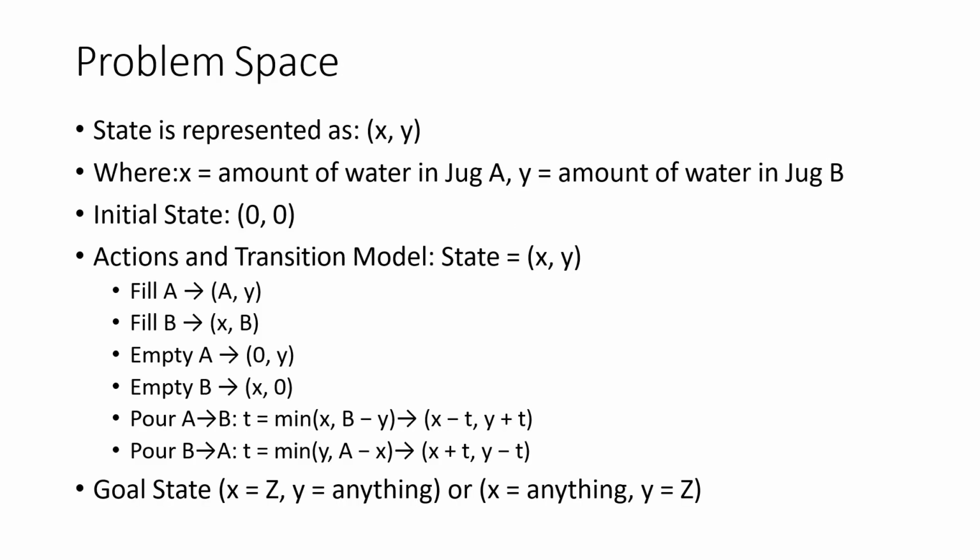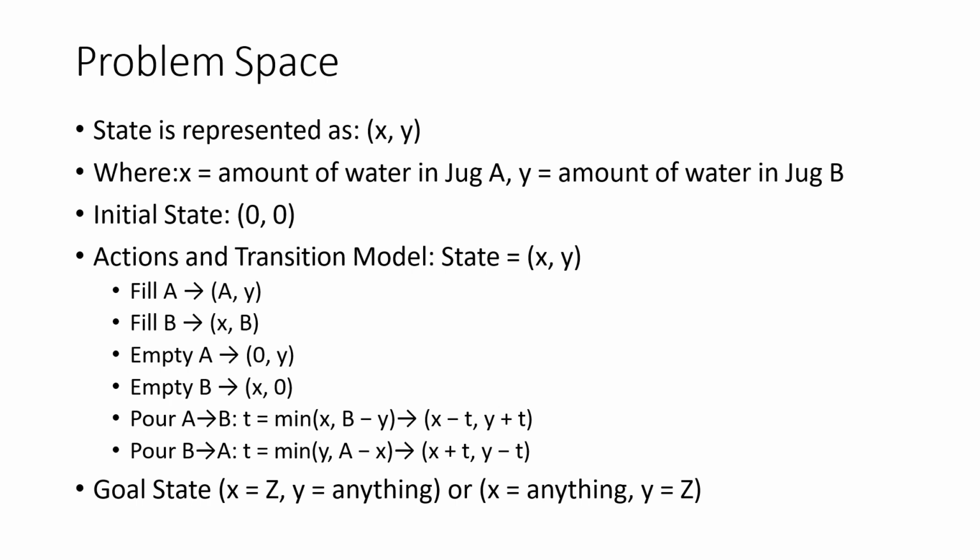Next, we will see the problem space. So the state is represented as X comma Y. We already discussed X is the amount of water in jug A and Y is the amount of water in jug B. And here capital A means the capacity of jug A and capital B we are considering as the capacity of jug B. The initial state we are taking as 0, 0, that is both jugs are empty. So we will see the actions and transition model.